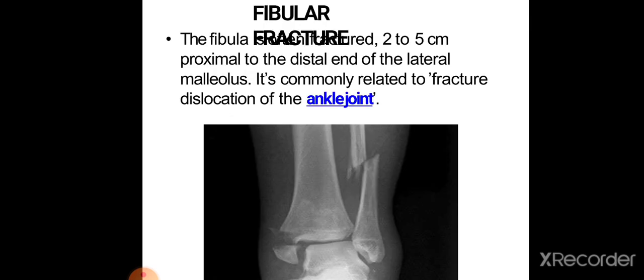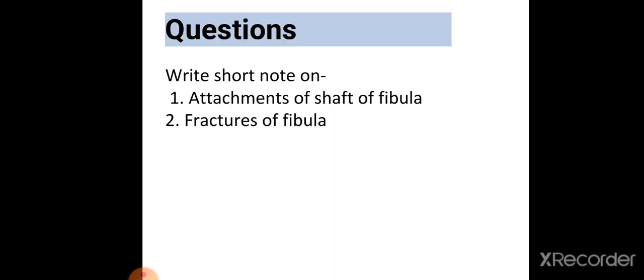Then next is the fibular fracture. The fibula can be fractured 2 to 5 cm proximal to the distal end of the lateral malleolus, as you can see in the image. It is commonly related to the fracture dislocation of the ankle joint.